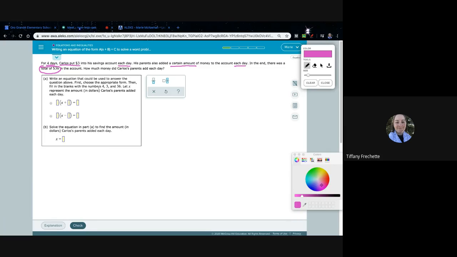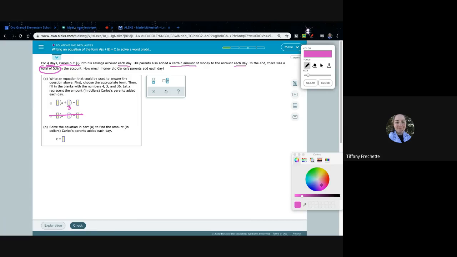All right, so we're going to write an equation. But first we have to choose the appropriate form. Are we adding or subtracting? And then we're going to fill in the blanks with 4, 3, and 36. We're going to let x represent the amount of money that Carlos's parents put in every day because we don't know how much they put in every day. So we know they put something in, and then we know that Carlos added $3 every day. So to me, this is an addition problem. He added $3 every day. So I'm not going to subtract from this one. I'm going to add Carlos's parents' money plus his money.